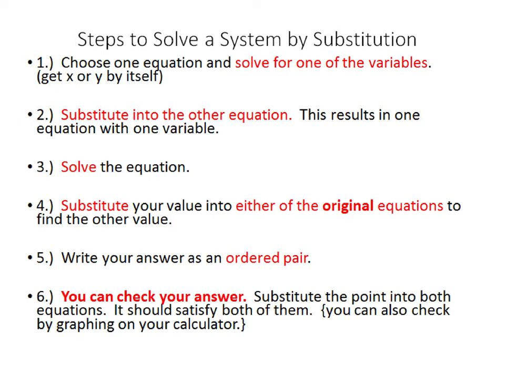The first step is to choose one equation and solve for one of the variables, i.e., get x or y by itself. Then, substitute into the other equation. This will result in one equation with one variable. Then you're going to solve the equation, substitute your value into either of the original equations to find the other value, and then write your answer as an ordered pair. Lastly, you can check your answer by substituting the point back into the original equation.